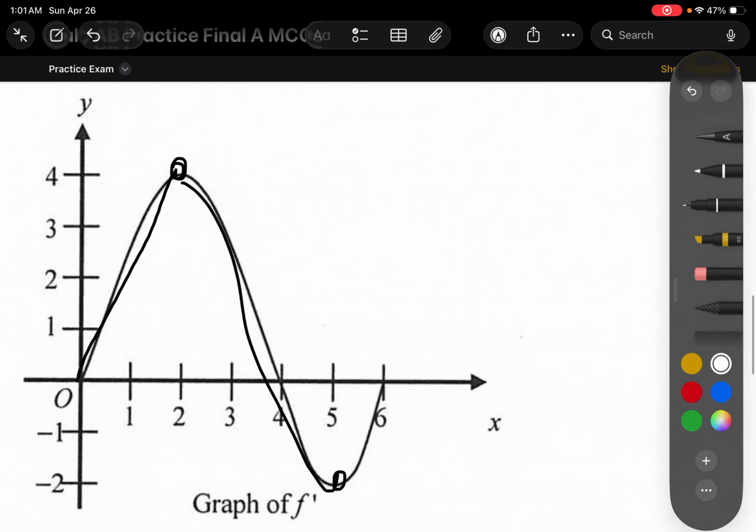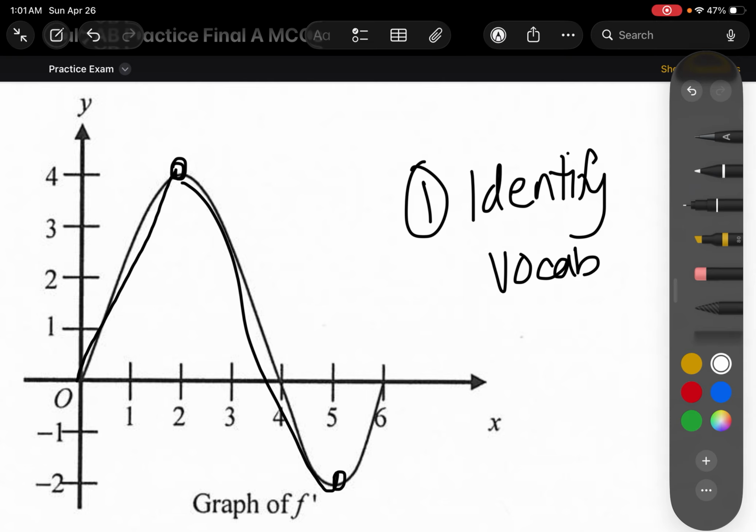So our first step was identify vocabulary. And our second step was matching criteria.